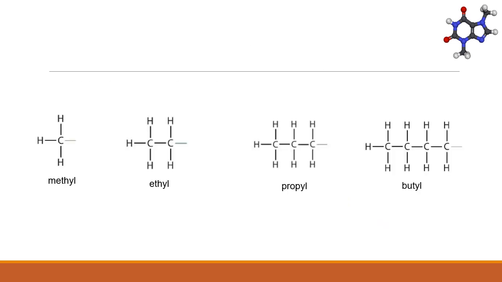Here are the chemical structures of the alkyl groups. Notice that when an alkane becomes an alkyl, it loses one hydrogen atom. This happens when the alkyl group bonds with a bigger molecule.